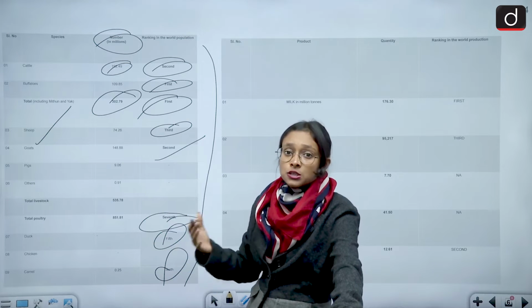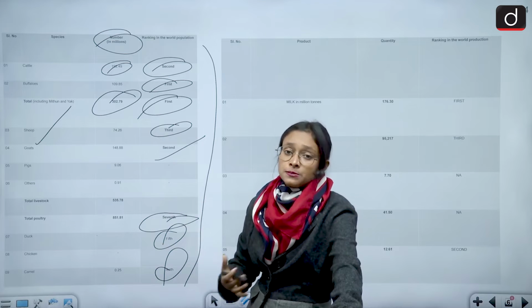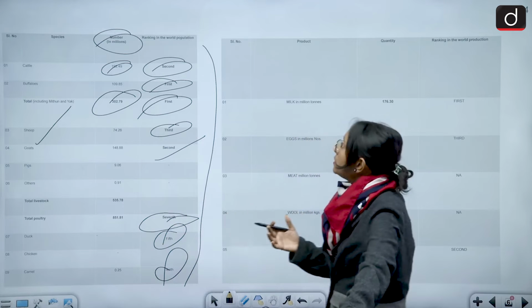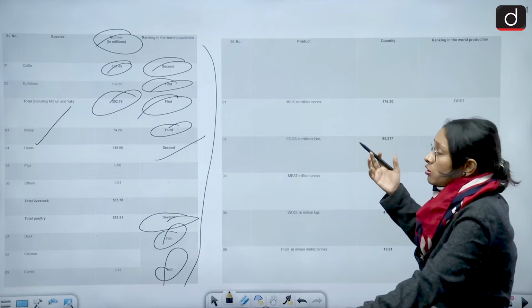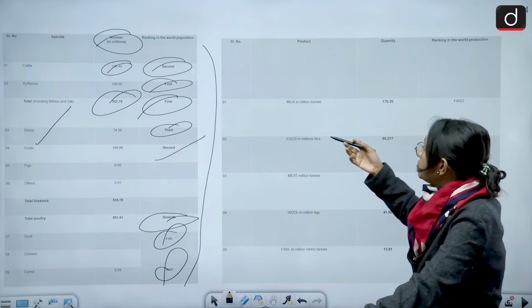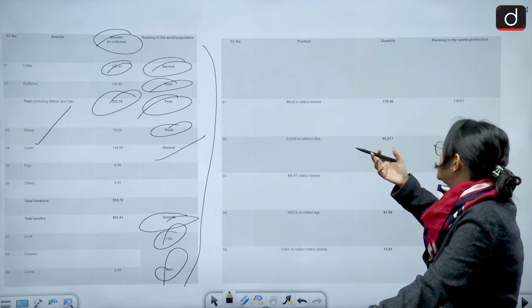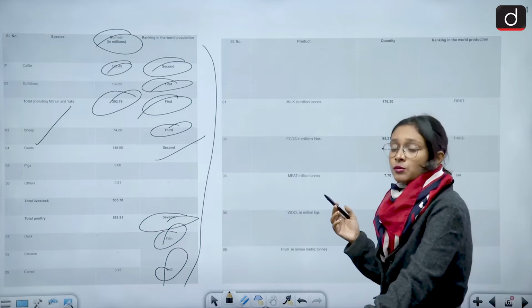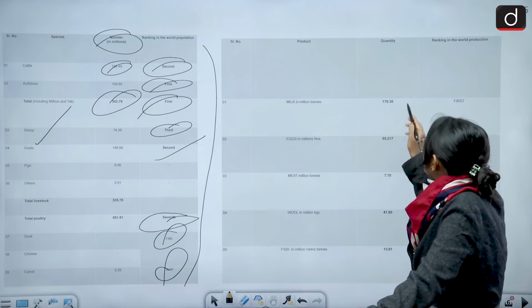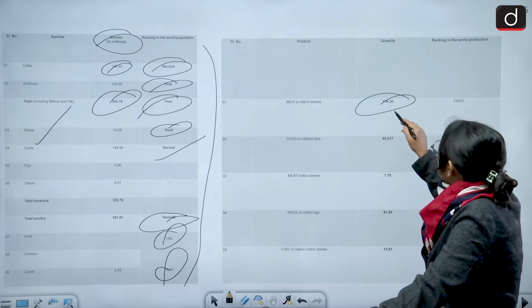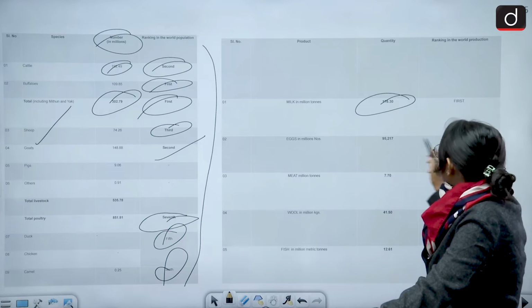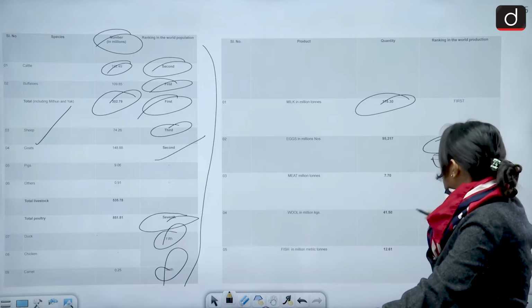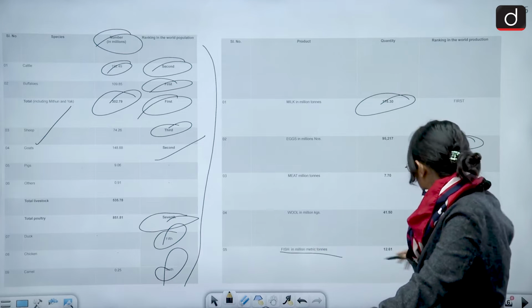So we can use it as a best opportunity to expand our economy. When it comes to the agriculture products or livestock products, here we come to the milk. We already know that we are first in terms of milk production, and quantity wise it is 176.30. Then eggs, we are third. Then in terms of fish, we are second.